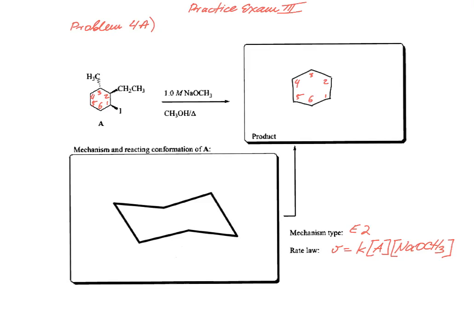In problem 4a on practice exam 3, you are asked to predict the product for the elimination reaction of this tri-substituted cyclohexane. If you look at the reaction conditions, you'll recognize that this is E2 elimination because you have a fairly concentrated base and you have a secondary alkyl halide.